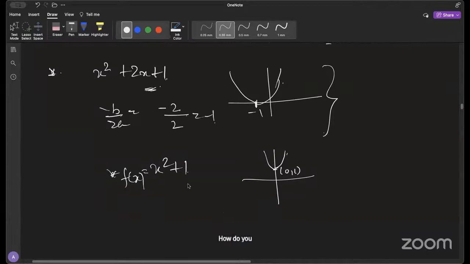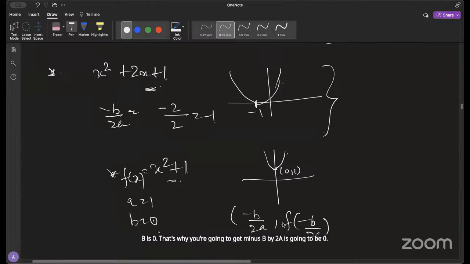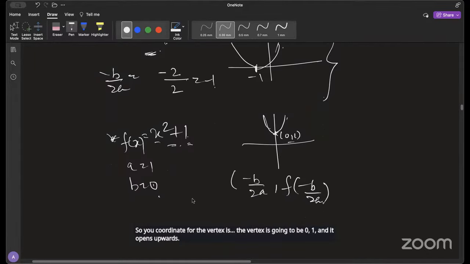How do you do this? We've already discussed that our vertex is (-b/2a, f(-b/2a)). So -b/2a will give you 0, where a is 1 and b is 0. And then f(0) is going to be 1. So your coordinate for the vertex is (0, 1), and it opens upwards because a is positive.